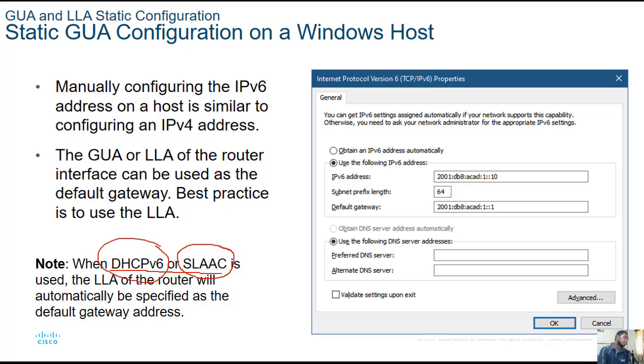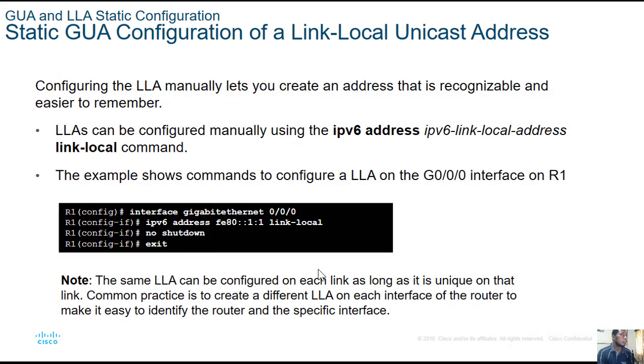So the next part is configuring a GUA on a router interface. It's the same on a switch, and you saw how you can assign a GUA on a Windows host. The same concept applies to other devices. Okay, so let's look at the static configuration of a link local unicast address, LLA.